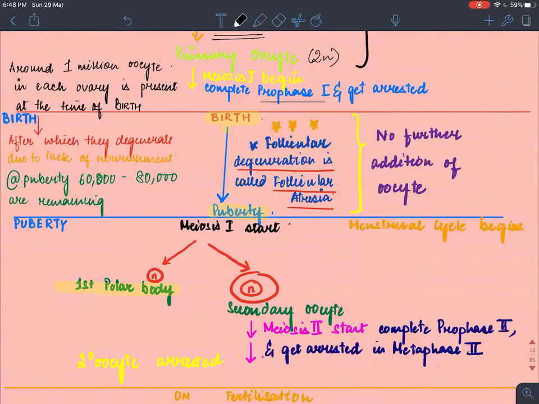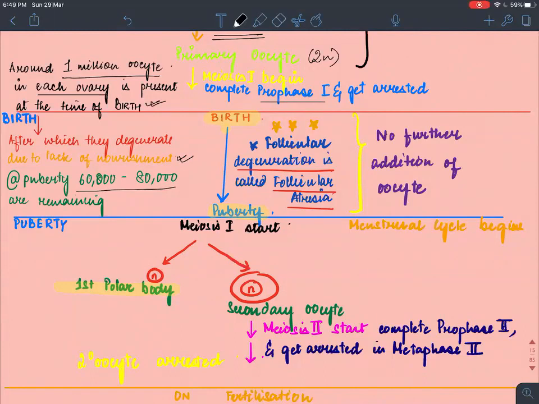Now, around 1 million oocytes are produced or present in each ovary during the time of birth. 1 million oocytes are found during the time of birth, after which they degenerate due to the lack of nourishment, and during the time of puberty you will see only some 60,000 to 80,000 follicles found inside the ovary, or the ovarian stroma.